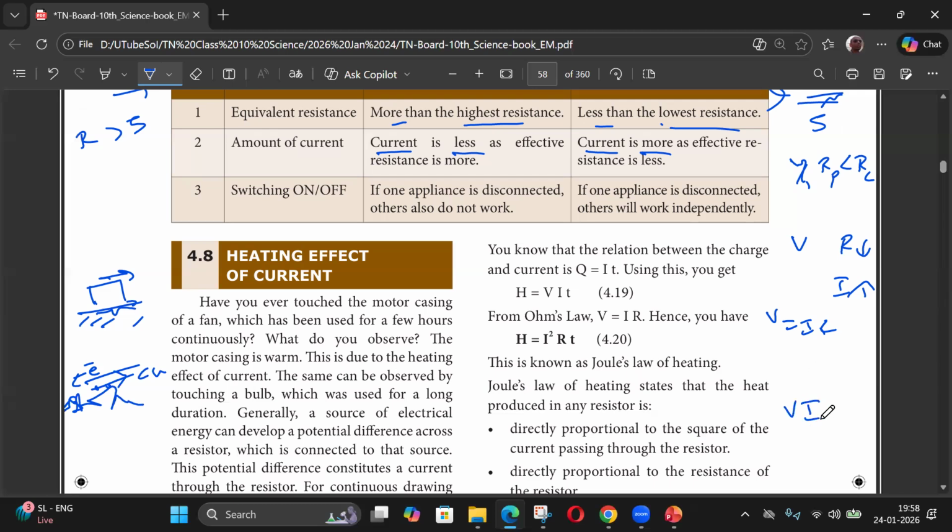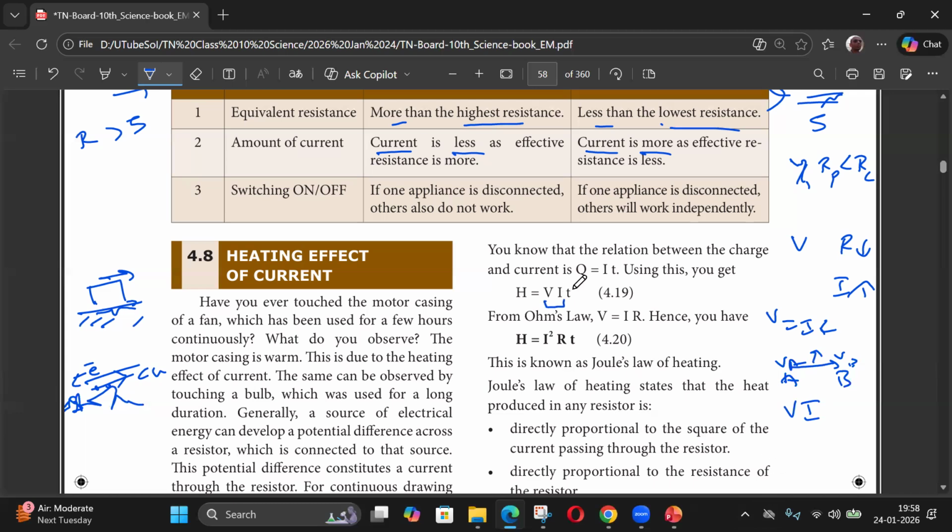Suppose a current goes between point A and point B. The potential difference is V, A is a higher potential, B is a low potential. So when current is flowing in this direction, through this drop, the power or the heat dissipated will be V into I. Energy is power into time, so heat is V into I into T.